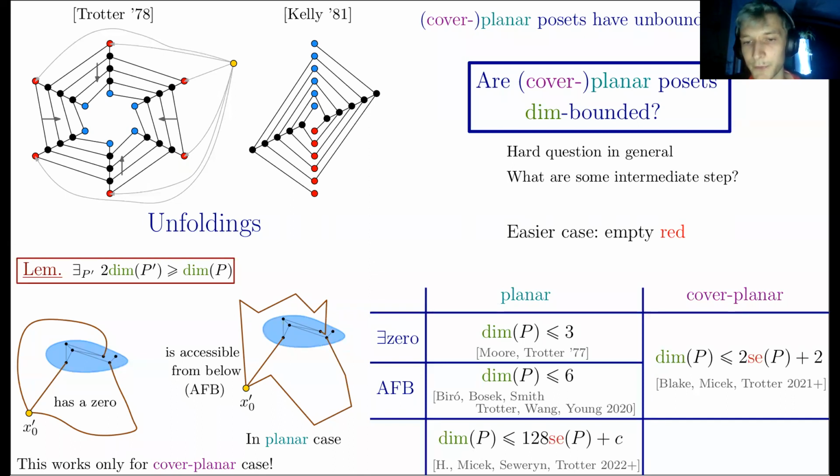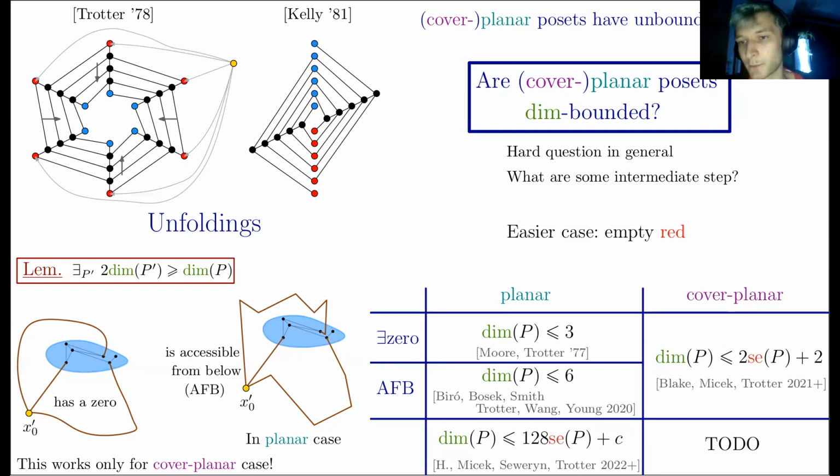We proved with Piotr Micek, Michał Seweryn, and Tom Trotter like a month ago or something that in the planar case with no restrictions, we have dimension bounded by 128 standard example plus some constant. We are still working on making this constant smaller, and the constant is not that large. It's just that this result is not yet written, so some details need to be filled in.